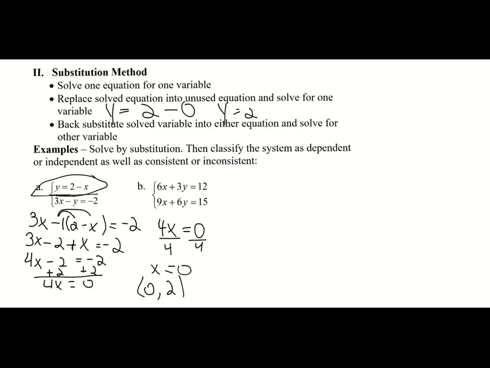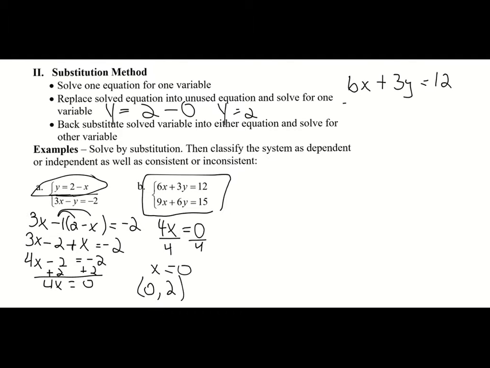All right, now if we look at B, this one is a little bit more complicated. We don't have x or y solved for in either equation. So again, you can pick what you want to solve for. I'm going to look at the first equation. I think 6x plus 3y equals 12 will make it a little bit easier to solve for a variable. So let's solve for y.